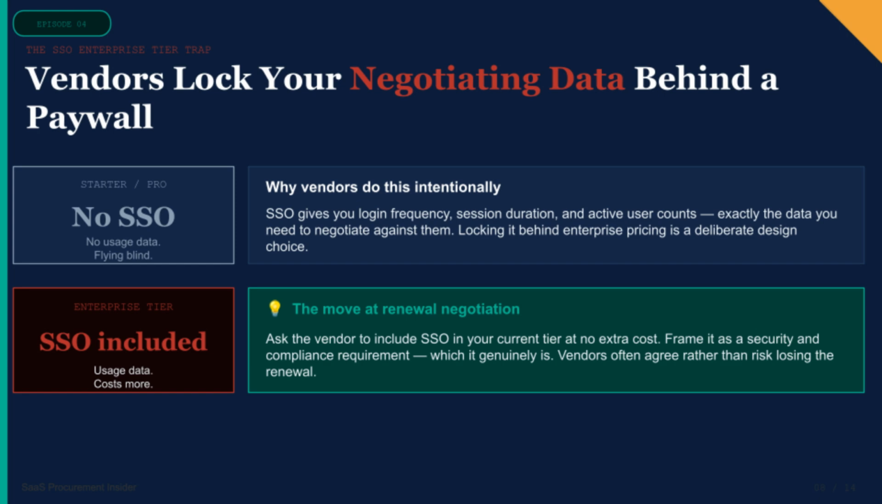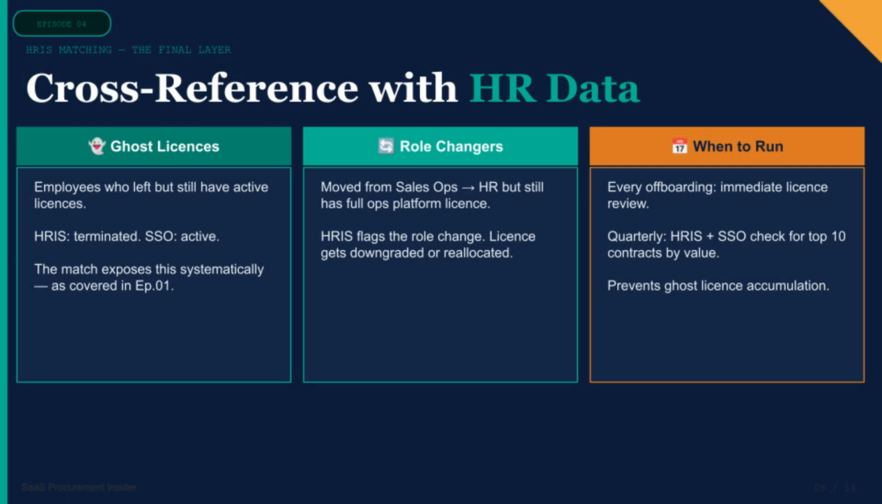The final step in the usage analysis is to cross-reference your user list with your HRIS, your HR information system. This match tells you 2 things. First, employees who have left the company but still have active licenses. We covered this in episode 1. Attrition creates ghost licenses. The HRIS match surfaces them systematically.